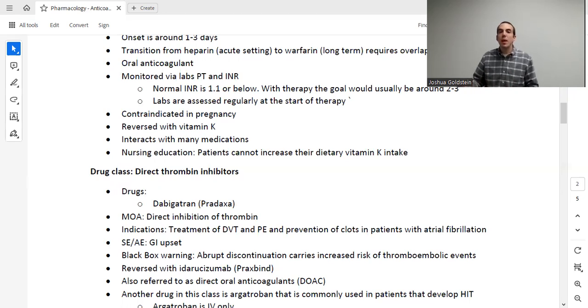These labs must be regularly assessed. And again, this is something that patients go home on. Heparin is not. This is something that a patient can go home on. So we do need to regularly have them check in to get their labs monitored, specifically the INR.